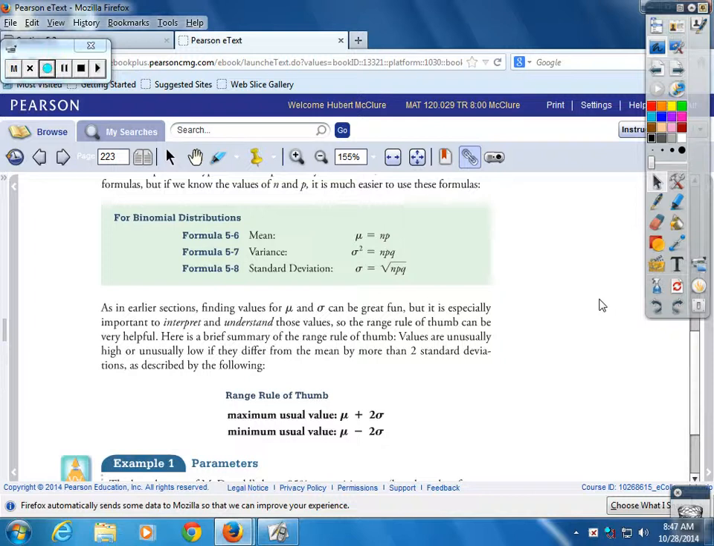Now please remember that in 5.3 we were finding just the probability of an event happening. Now we're taking the information given, the probabilities given, and we're finding the mean and the standard deviation of that event. NP, NPQ, and the square root of NPQ. It's not rocket science. Okay?